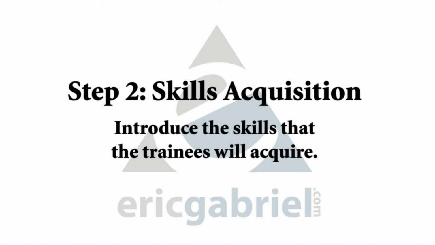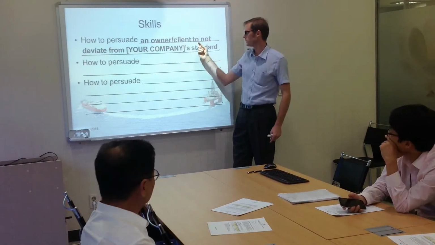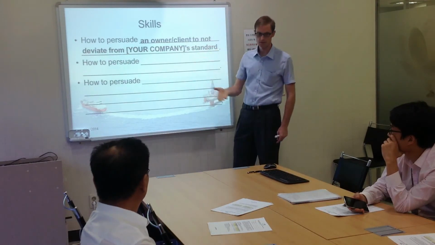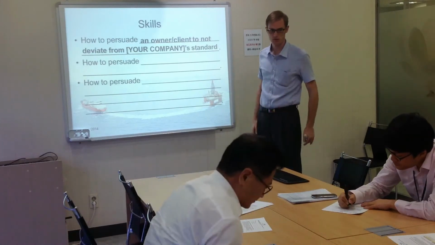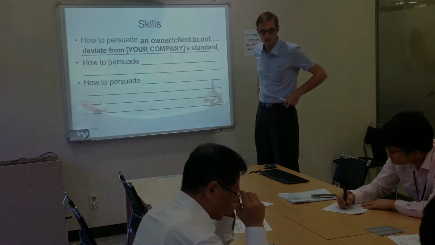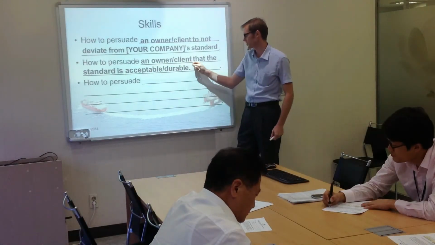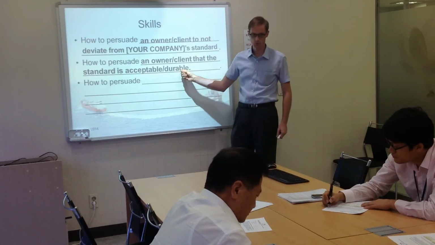The second step is the skills acquisition. This is where I introduce the skills that the trainees will acquire. The kind of skill that we're working on here is how to persuade an owner or client to not deviate from DSEC standard. Okay? You guys maybe have some building standards or engineering standards or requirements that you have to follow. The second part is how to persuade an owner or client that the standard is acceptable or durable.